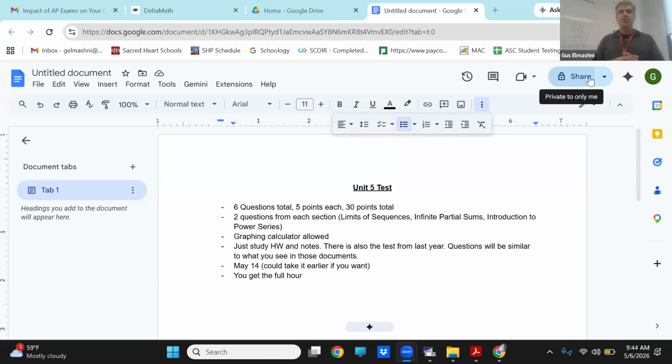Now, if you have some sort of extenuating circumstance where you have a gazillion APs and also a conflict on May 14th, talk to me. Then you can do the week after. It just means it's going to encroach on your final exam review. But the plan is to take it by the end of next week. If you have a free period or some other way you want to do it, that's fine. Just talk to me.